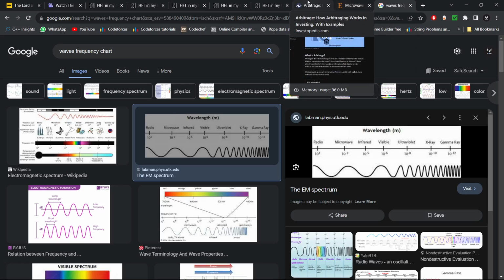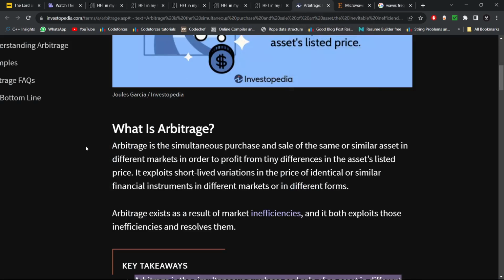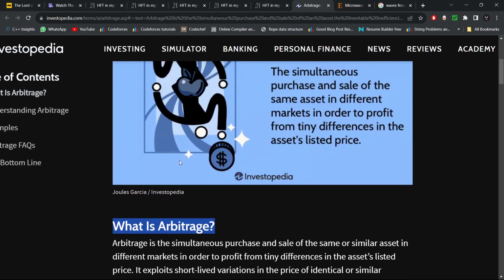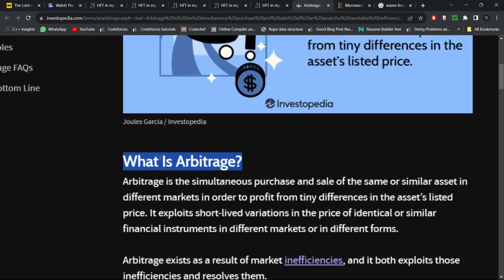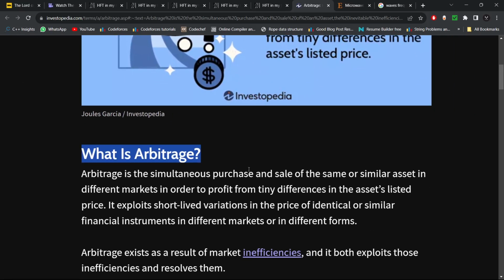So, coming to the original topic: why are microwaves used? The usual problem is that a lot of trading firms do arbitrage. And what is arbitrage? You can read about it on this link, Investopedia. The definition says that it is the simultaneous purchase and sale of the same or similar asset in different markets in order to profit from tiny differences in the asset's listed price.